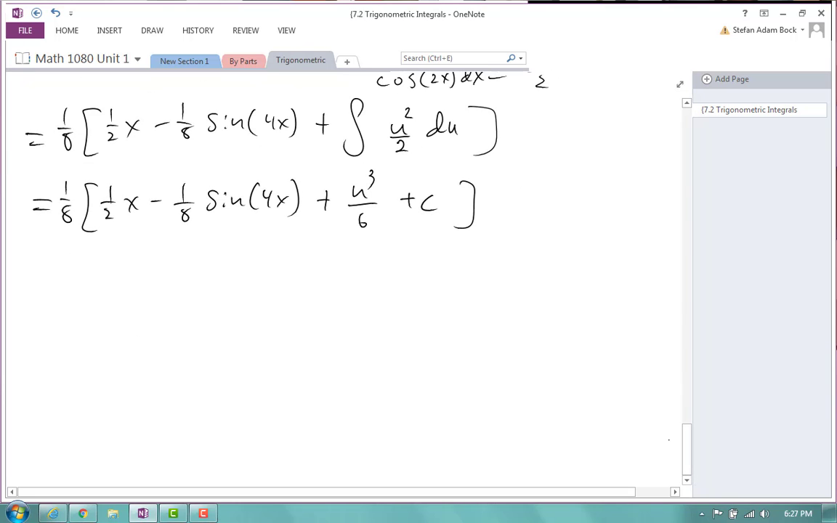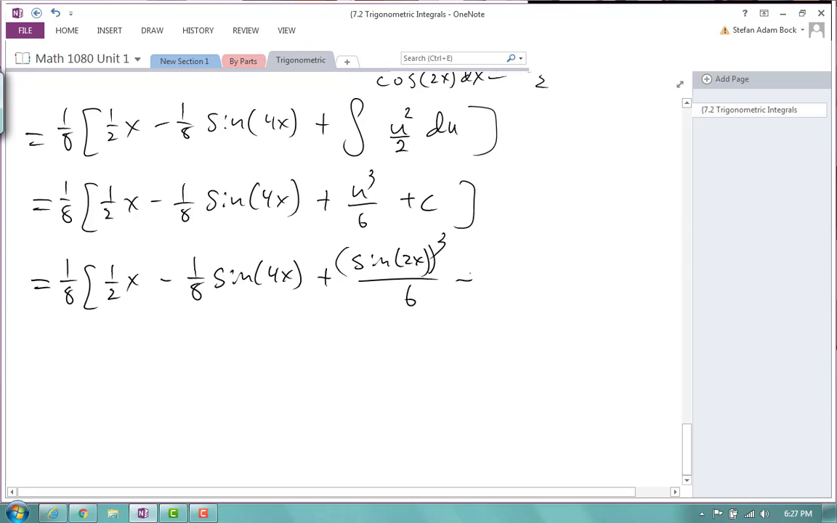You can assume your plus c is already taken care of if you still have integrals left to do. Then I should switch back to x's. 1/2 x minus 1/8 sine of 4x plus sine of 2x quantity cubed over 6 plus c. So we got one of those to look forward to. But it doesn't matter how many you have, it just gets longer.